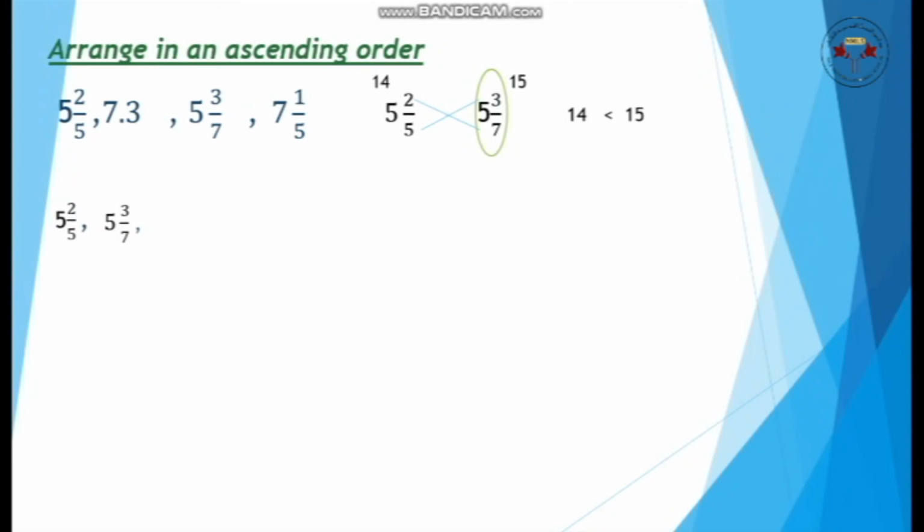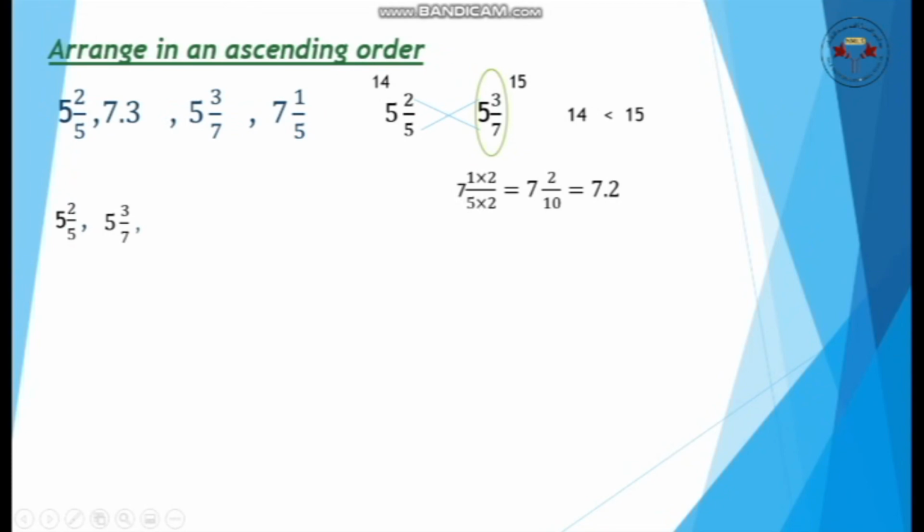Next, we have here 7.3 and 7 and 1 over 5. This one is a decimal and this one is a mixed number. So you have to change one of them into the other. Let's see. When I have 7 and 1 over 5, I can change it easily into a decimal number by multiplying by the friend of the 5, which is the 2. So multiplying by 2 up and down, I will have the 7 as it is, 2 up and 10 down.